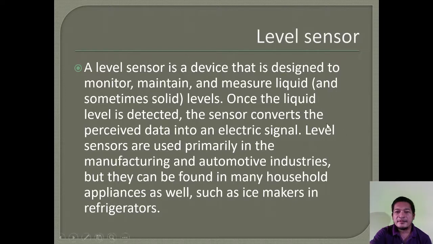Okay, level sensor. The next type of sensor that we're going to discuss is the level sensor. A level sensor is a device that is designed to monitor, maintain, and measure liquid and sometimes solid levels. Once the liquid level is detected, the sensor converts the perceived data into an electric signal. Level sensors are used primarily in the manufacturing and automotive industries, but they can be found in many household appliances as well, such as ice makers and refrigerators.